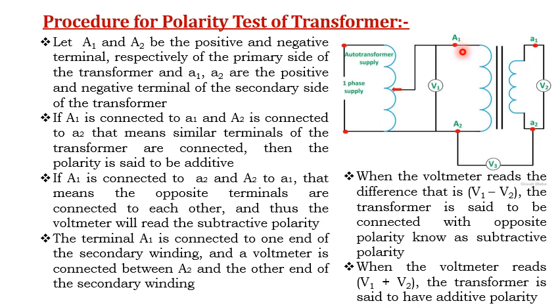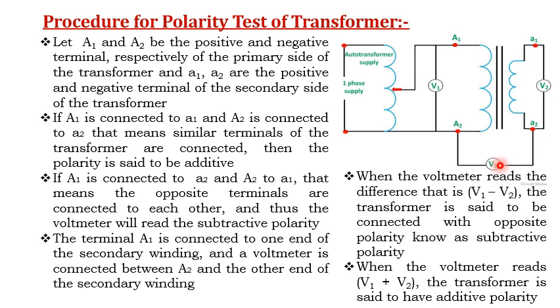Now here the terminals are marked. This terminal is named capital A1, and this terminal is named capital A2. These two terminals are the primary winding terminals. Similarly, two terminals are marked at the secondary winding, small a1 and small a2 are the terminals of the secondary winding. Then there is a voltmeter which is connected between the primary winding terminal and the secondary winding terminal. That voltmeter is V3.